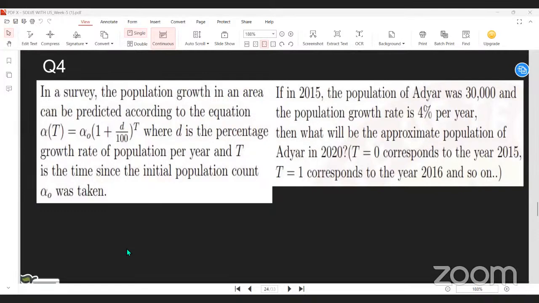Everyone else? Sir, the screen is not visible. Yes, the screen is not visible, sir. Black. Please check your network connection. It's visible, sir. My network is down.